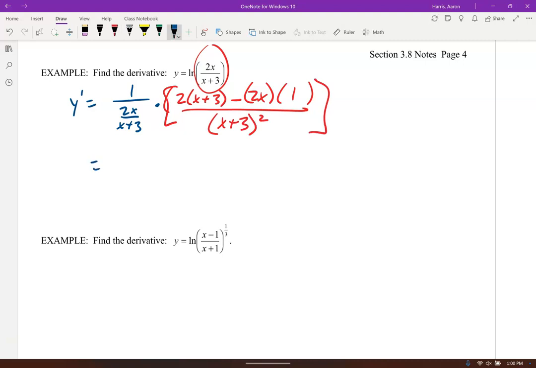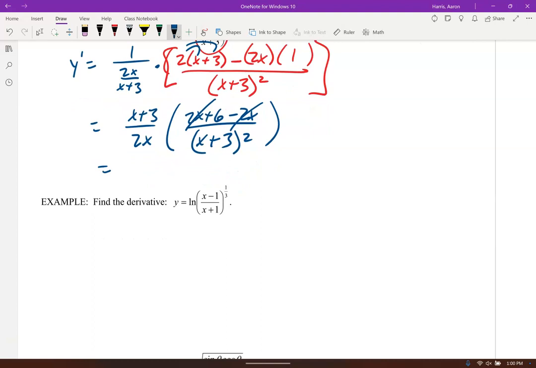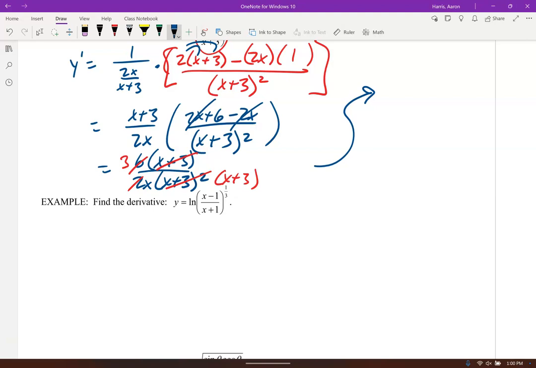And so I got 1 over 2x over x plus 3 is x plus 3 over 2x. And then I've got, let me clean this up, 2x plus 6 minus 2x over x plus 3 squared. 2x's are gone. So I've got 6, I got an x plus 3, I've got a 2x, I got an x plus 3 squared. So one of these x plus 3's cancels, leaves me with 1 down there. 6 over 2 gives me a 3. So it looks like I've got y prime being 3 over x times x plus 3.